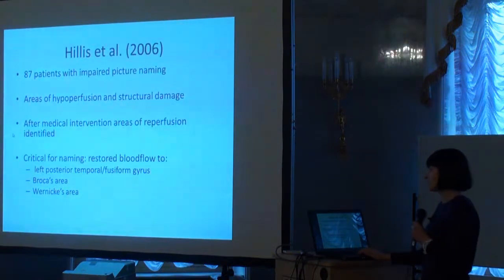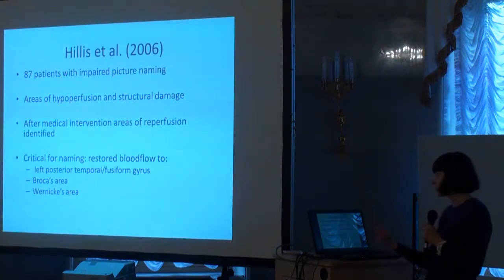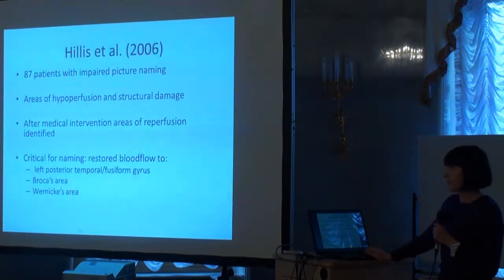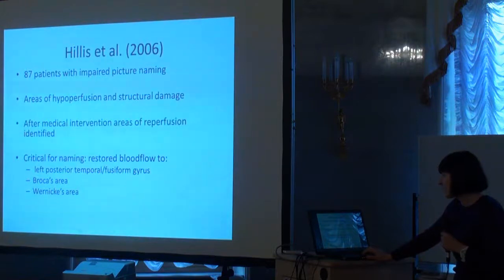And after the first scanning, medical intervention was applied to reperfuse those areas which were not supplied enough with blood before. And then they made another scanning, and in this simple way they identified the areas, reperfusion of which is critical for this particular linguistic task. And not very surprisingly, we got left posterior temporal and fusiform gyrus, Broca's area, and Wernicke's area.